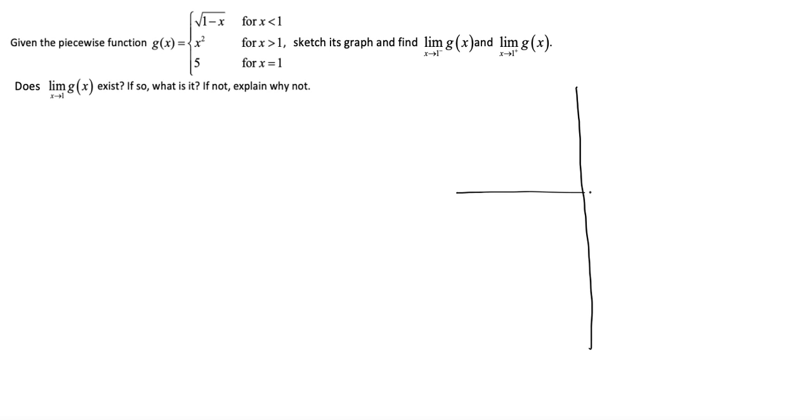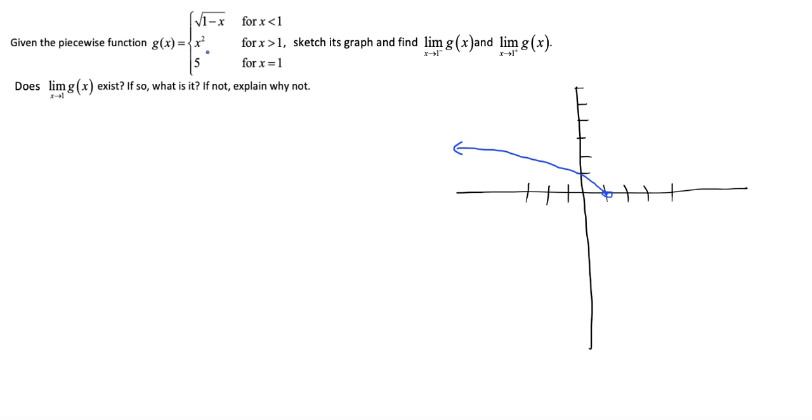So here's my xy. Let me just draw a couple hash marks here. We don't need a whole lot, I don't think. Okay, so let's take a look at what's going on. For x less than 1, we have this piece, radical 1 minus x. Radical 1 minus x is a square root function, right? It's like half of a sideways parabola, but it's 1 minus x. We're going to flip it over and move it to the right 1 unit. So that piece is going to look a little something like this. A little bit curved to it, right? And we should draw an open circle there, because it's strictly less than.